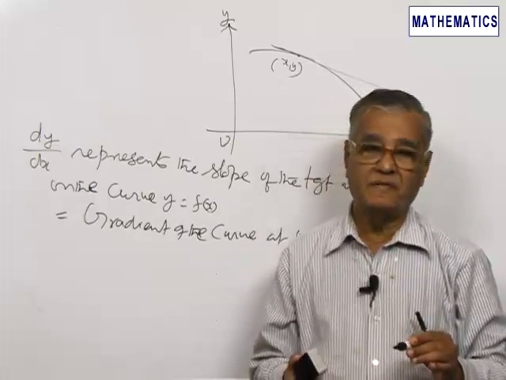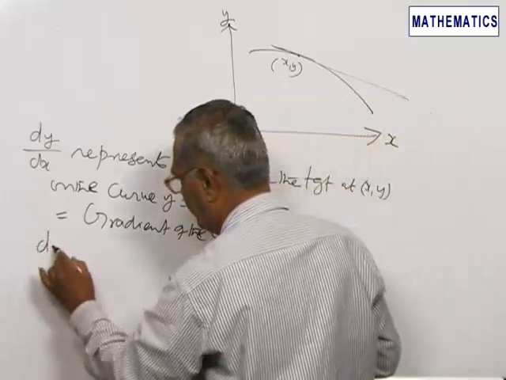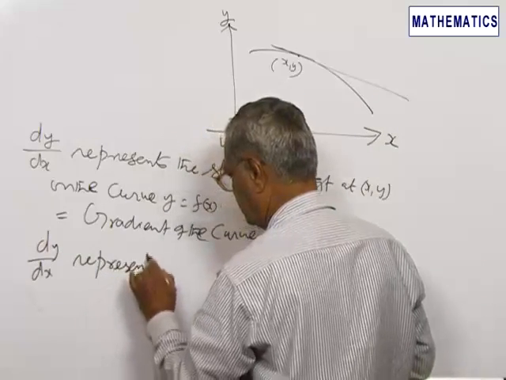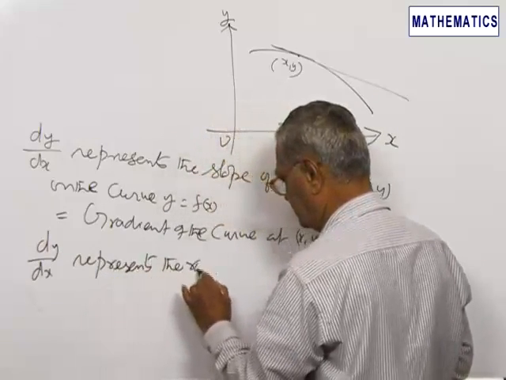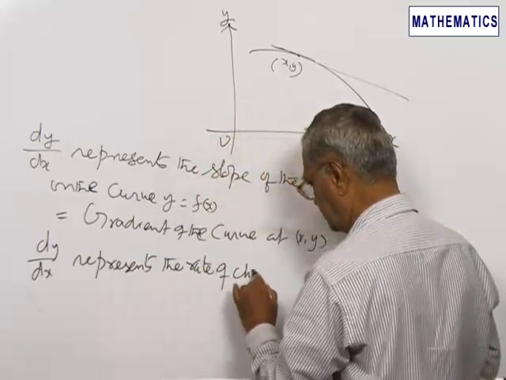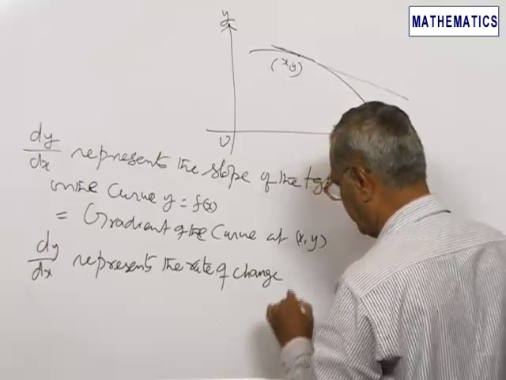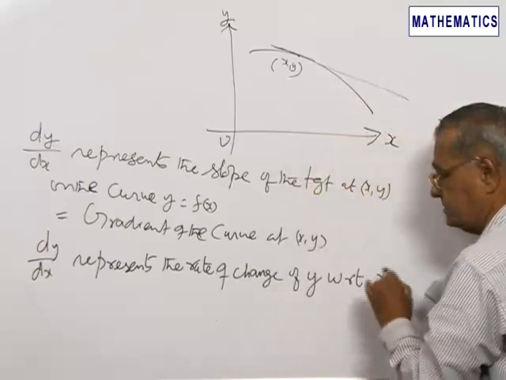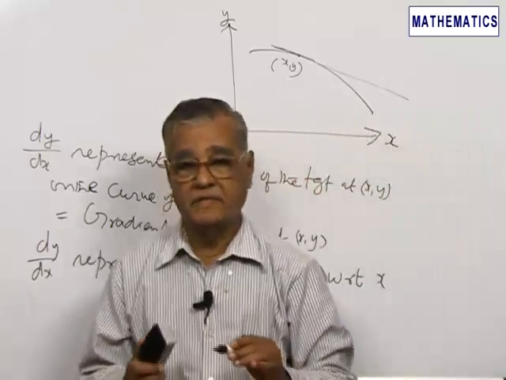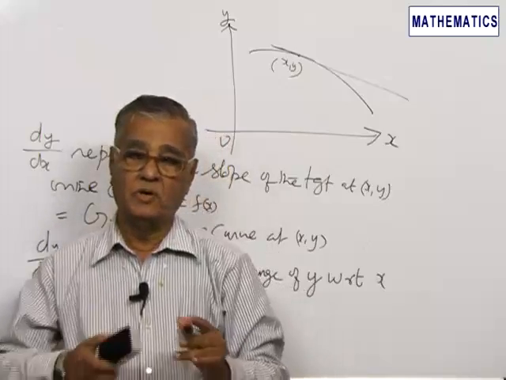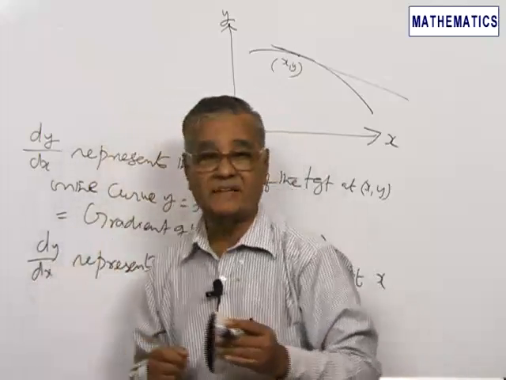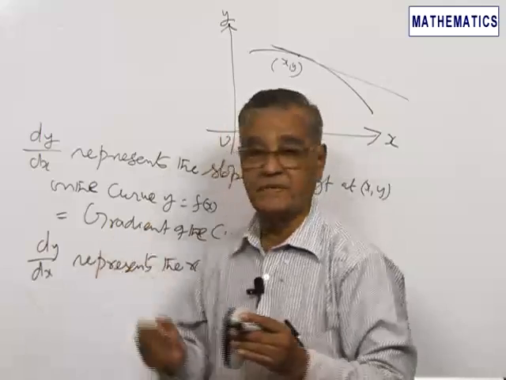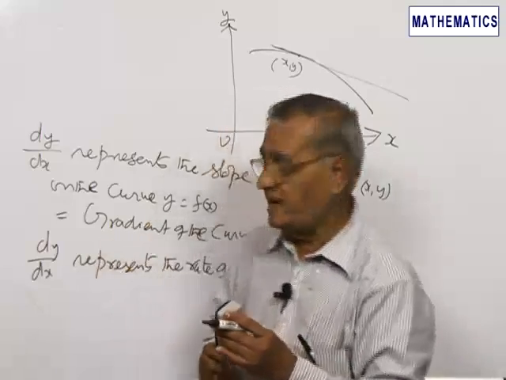What is the physical meaning of dy by dx? dy by dx represents the rate of change of y with respect to x. Suppose y is the distance traveled by a particle moving along a curve, and x represents the time. Then dy by dx is the velocity.